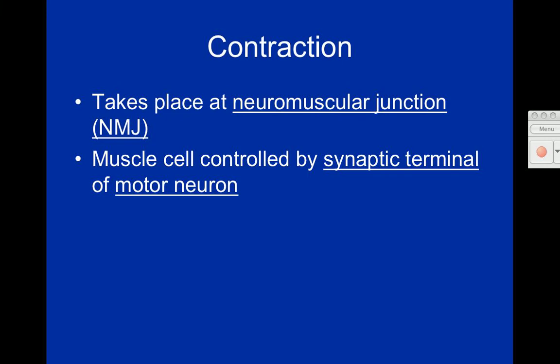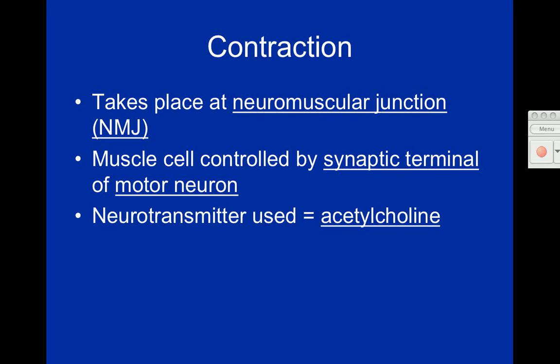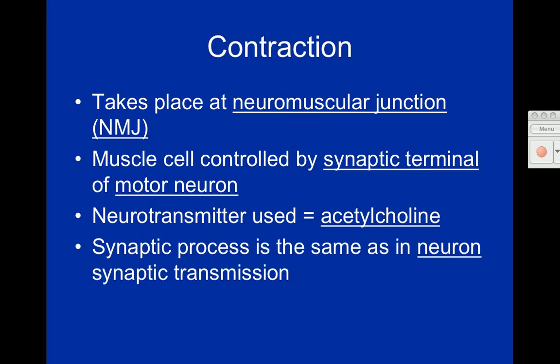Now, obviously, the neurons do not touch the actual muscle cell, so the message has to get across that gap, just like it did with nerve cells. And so we're using a neurotransmitter, very much like what we did with the nerve synapse. So we won't go through that again. But the neurotransmitter used for most of our skeletal muscle contractions is acetylcholine. And like I said before, the synaptic process is the same as in the neuron's synaptic transmission.